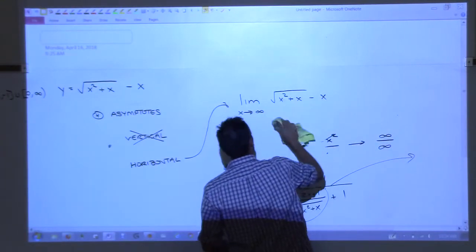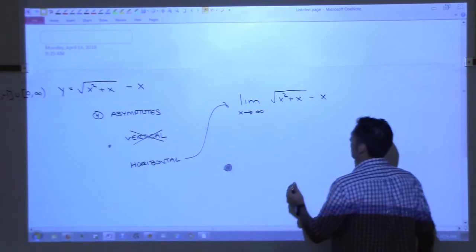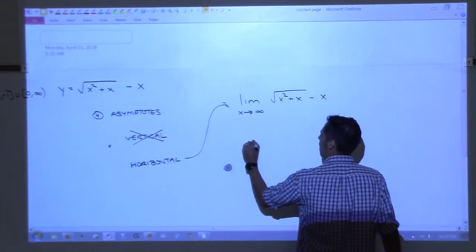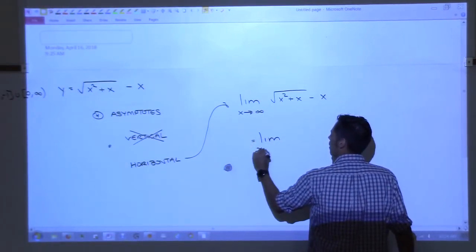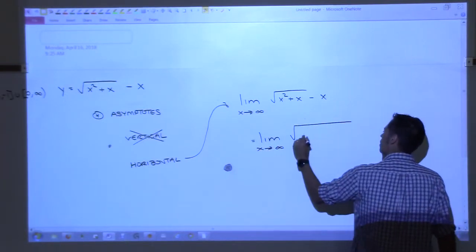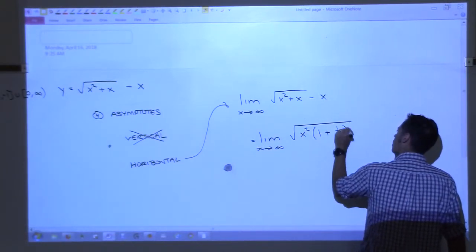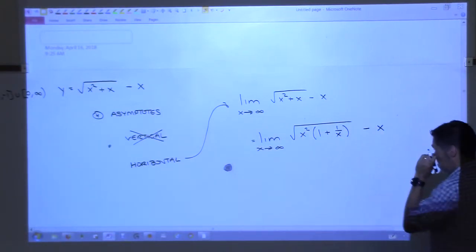I like the fact that that didn't work. Okay, watch this. You ready? Watch this. Limit as x goes to infinity, square root of x squared times 1 plus 1 over x, minus x. Okay, what did I just do?